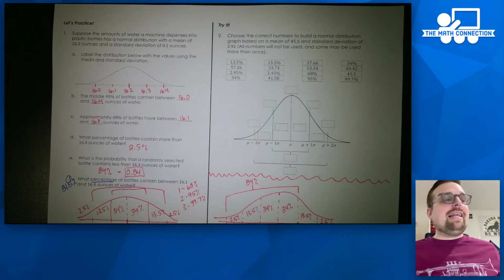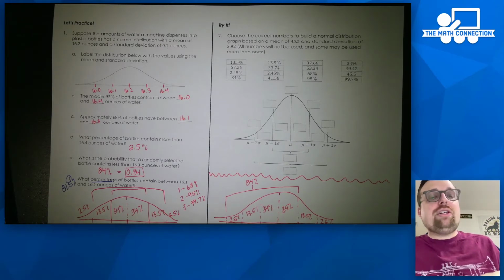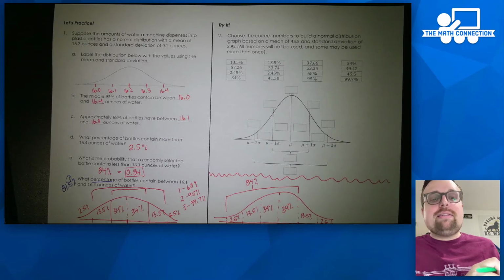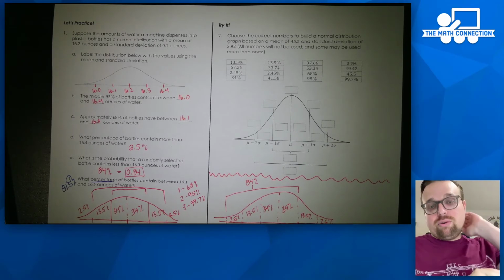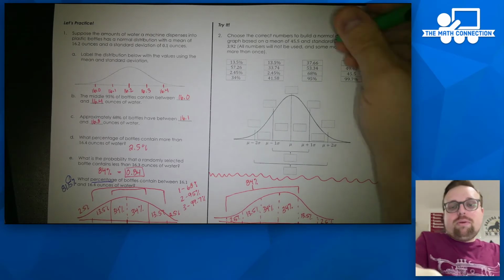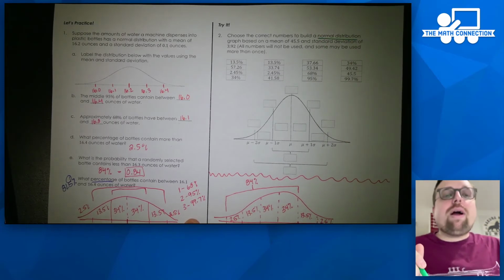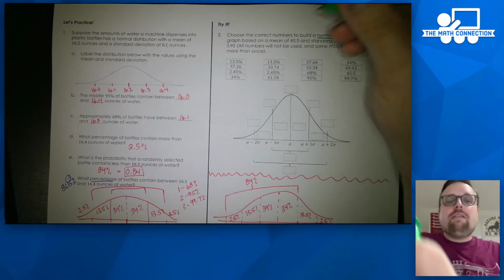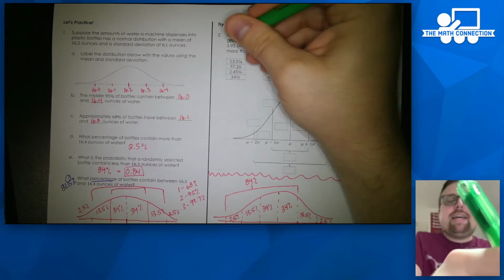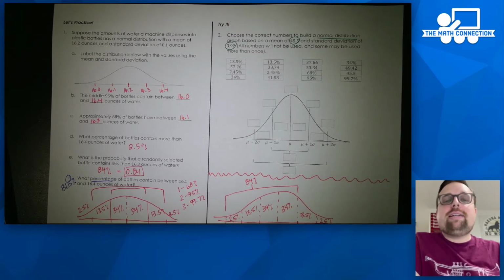The last thing we're going to cover here is actually going to be the try it problem, and that says choose the correct numbers to build a normal distribution graph based on a mean of 45.5 and a standard deviation of 3.92.